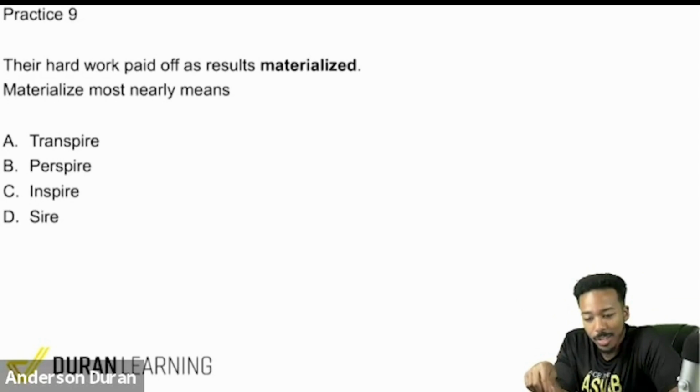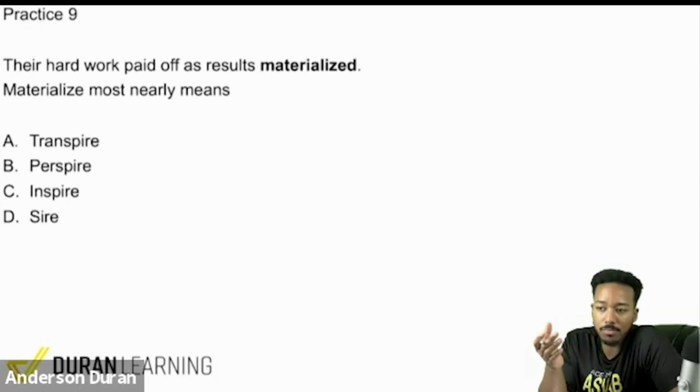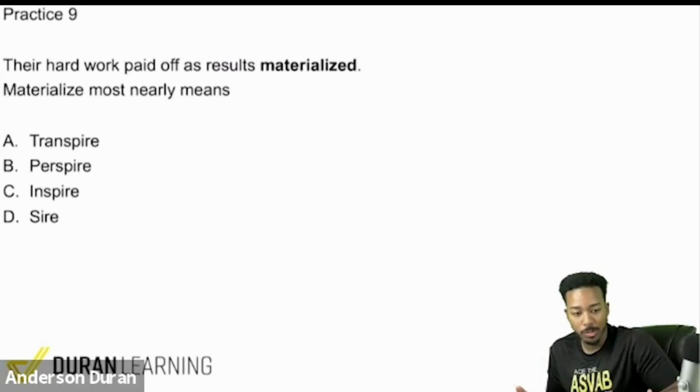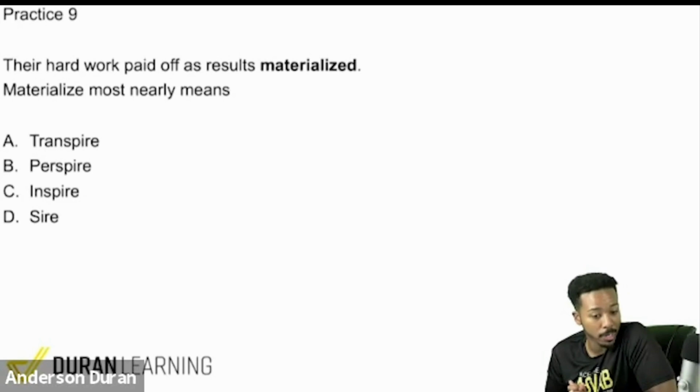So for something to materialize, that basically means the material became, like it came to fruition. That's a great way to say it as well. Something actually happened. So when we think about the words we have for definitions, we have transpire, perspire, inspire, and sire. These all sound the same, but they are all very different words. The answer is going to be A, but let's go through each of these words on the next page, so we can all look at it at the same time.